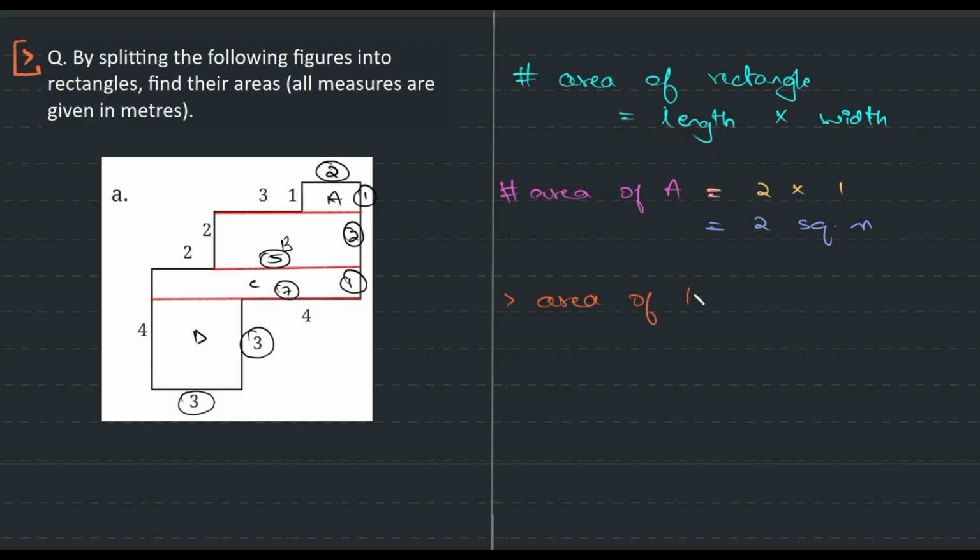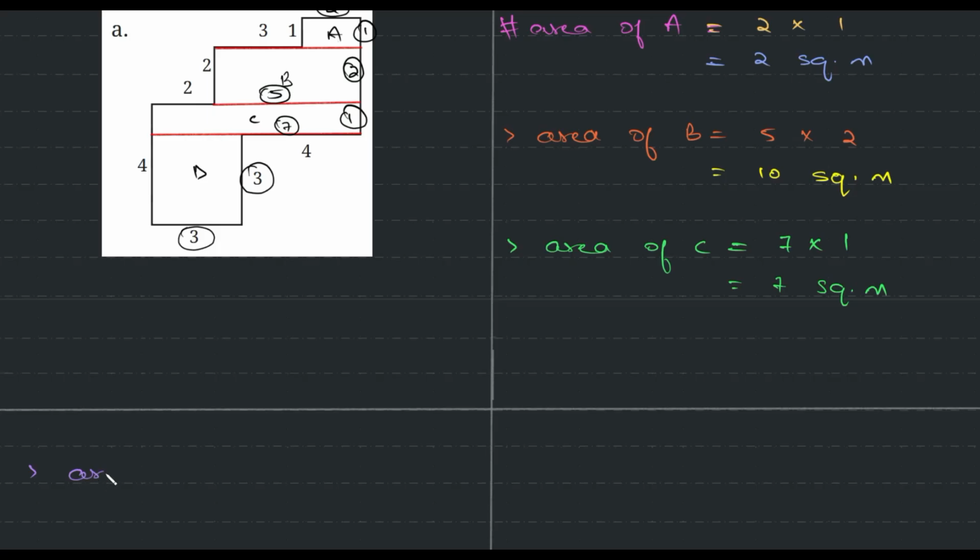Then area of B is equal to 5 into 2. This is 10 square meter. Then area of C, right? Length is 7, breadth is 1. So this is 7 square meter. Then we have area of D, which is length is 3, width is 3. 3 into 3, that is 9 square meter.